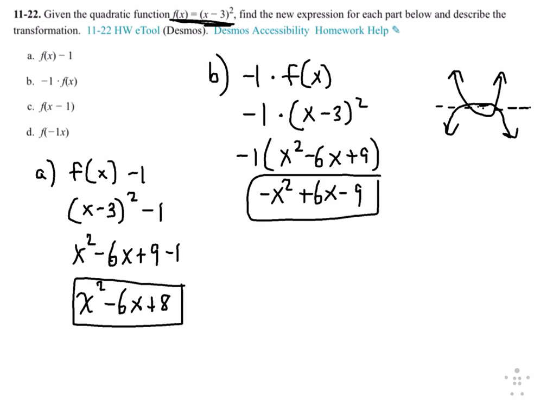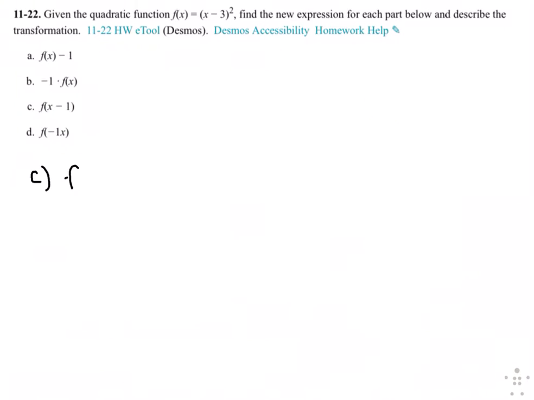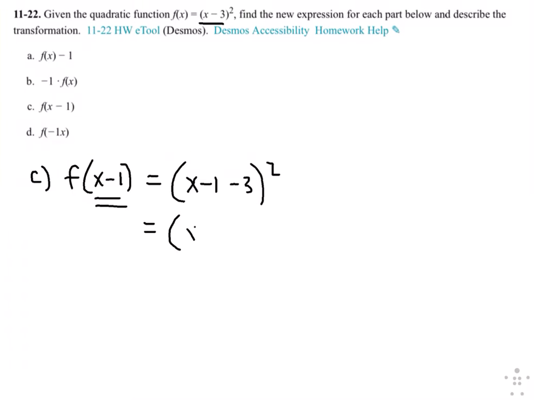Okay, let's do C. Let's make space. For C, we have f of x minus 1. So this means I'm going to substitute x minus 1 in for x up here, right? So I get equals, and it's not x minus 3, because now x is x minus 1, so it's x minus 1 minus 3 squared. And again, we would simplify this. We would get x minus 4 squared. Now the book will probably leave that, but you cannot unless it says leave it in factored form. So we get x squared minus 8x plus 16.